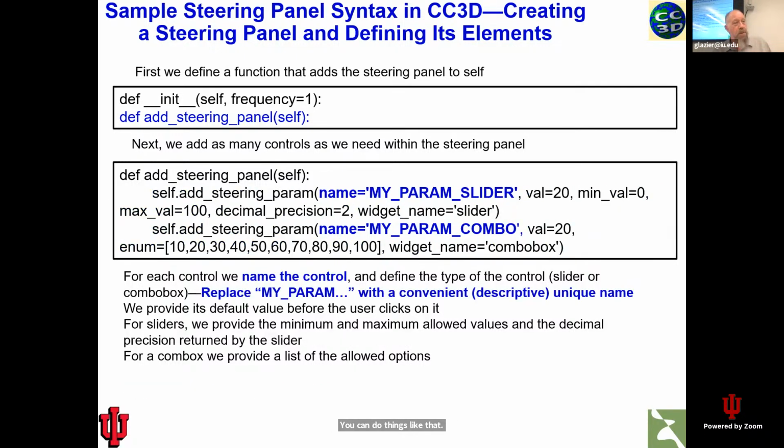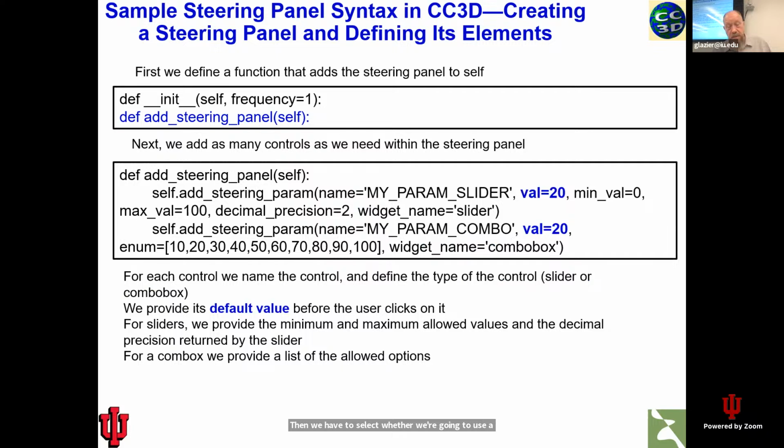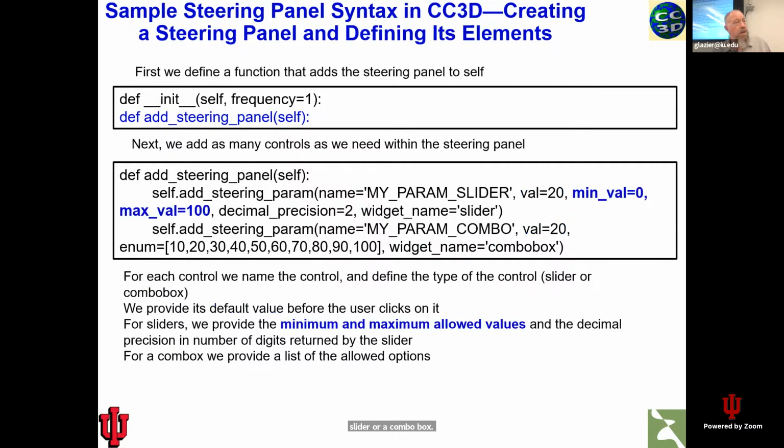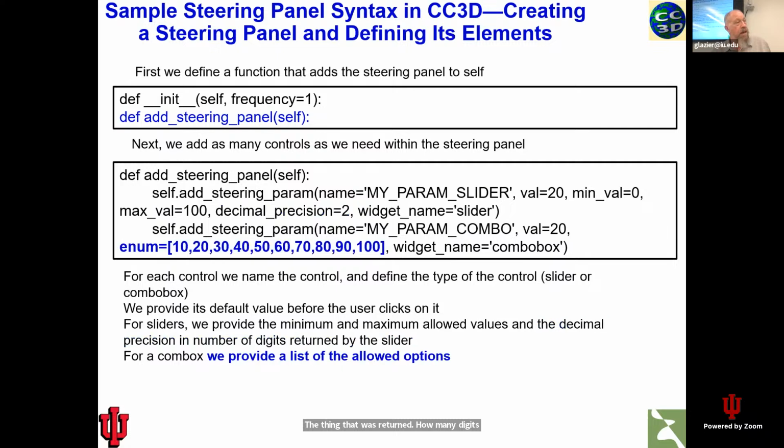So the first thing we have to do when we're going to do this is give that variable, the parameter slider, a unique name. Then we have to select whether we're going to use a slider or a combo box. We have to set the default value. If it's a slider, we have to set the minimum and maximum value and the decimal precision of the value that was returned, how many digits are returned. And if it's a list, a combo, we have to make a list of the values that are going to be returned.